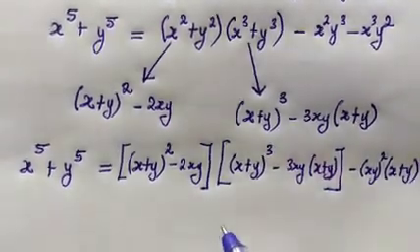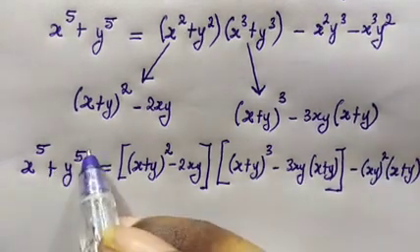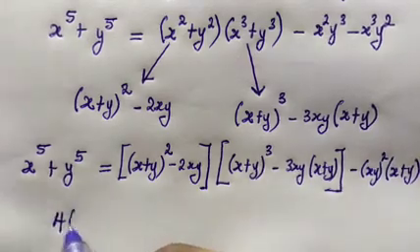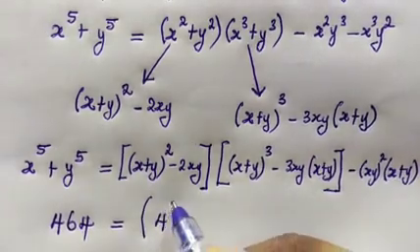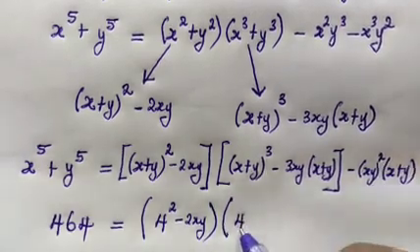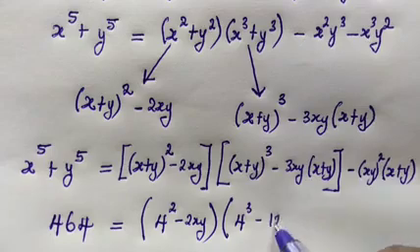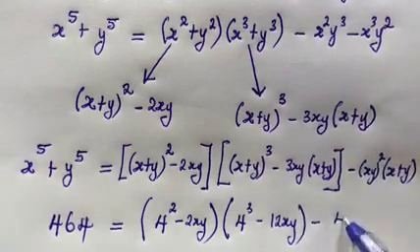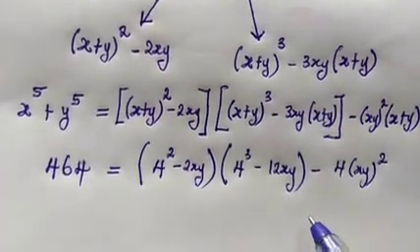Okay, now let us recall that x plus y equals 4, right? And x to the power of 5 plus y to the power of 5 equals 464. So we replace the left hand side with its value, which is 464, and this is equal to 4 squared minus 2xy, and here 4 cubed minus, remember this is 4 here, 4 times 3 is 12, so 12xy, and then minus, this is 4 here, so this becomes 4xy whole squared. This is becoming more interesting, right?